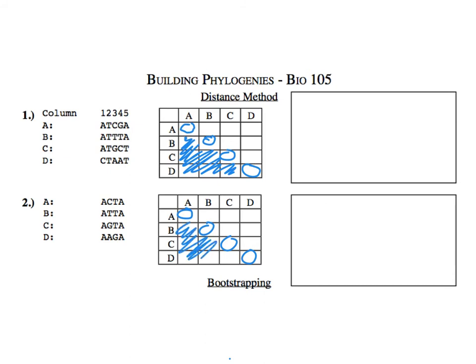So now that we're there, go ahead and fill out this chart. How many differences are there between A and B, A and C, A and D in both of these examples?